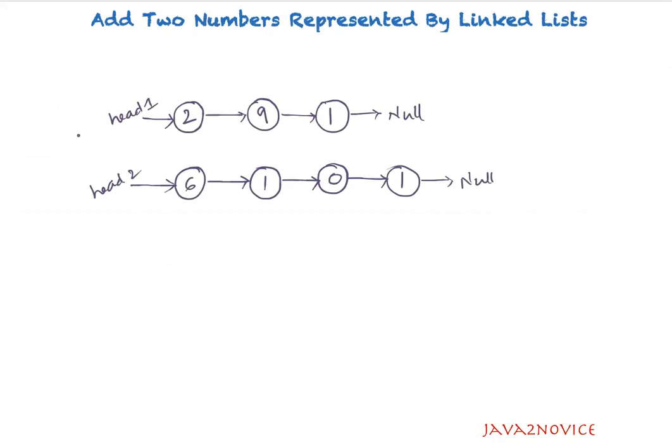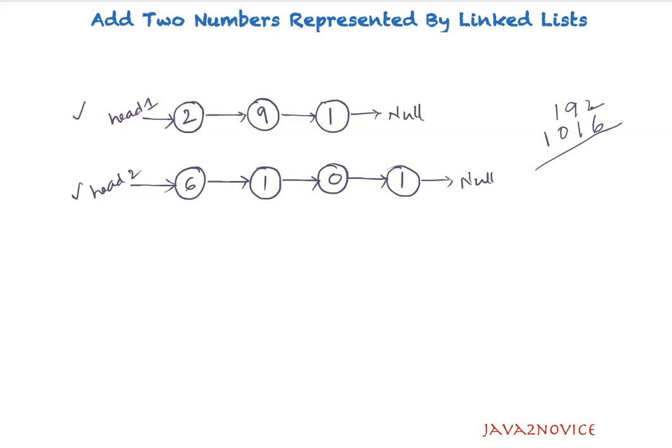Now let's discuss how to implement this. As per the problem statement, we have two numbers in linked list format, linked list 1 and linked list 2. Our approach is going to be very simple. It is based on how we perform a sum on two numbers. As per the first linked list, the number is 192, and the second linked list, the number is 1016.